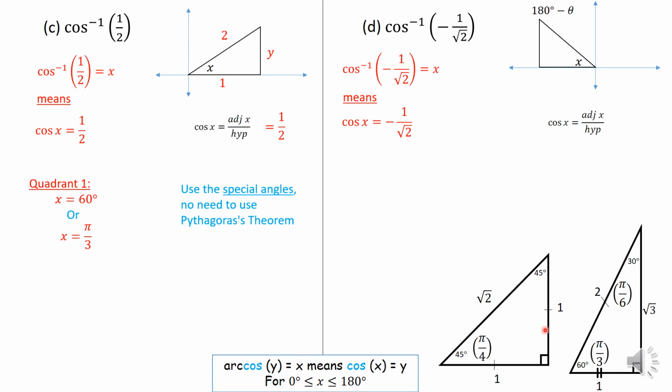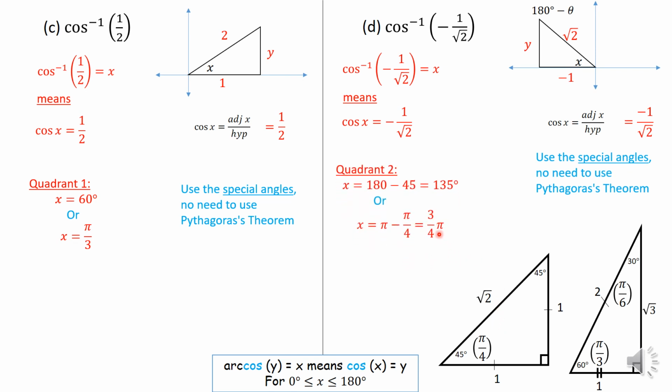All right, so looking at these two, the only place where you have the hypotenuse of root 2 is the 45, 45, 90 degree triangle. And cosine is adjacent over hypotenuse. So the angle should be pi upon 4 or 45 degrees. But our solution is that 45 subtracted from 180, which gives you 135 degrees, or 3/4 of pi if you are giving your answer in radians.